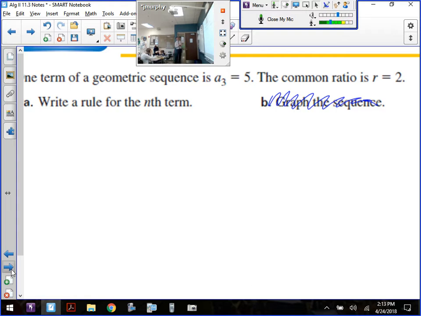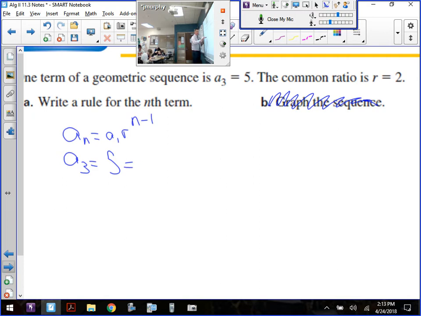So if the third term is 5 and the ratio is 2, write the rule. What don't you know? You don't know the first term, right? So you need to set it up algebraically. We know the rule, a sub n is first term r to the n minus 1. Well, the third term is 5. Don't know the first term, but I know the rate is 2, and 3 minus 1 goes there.